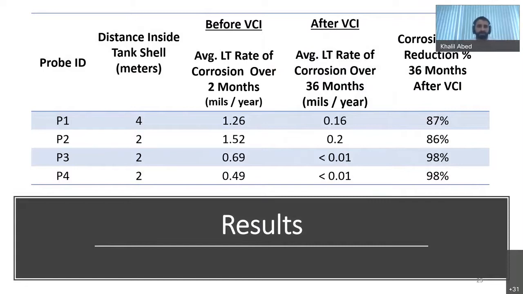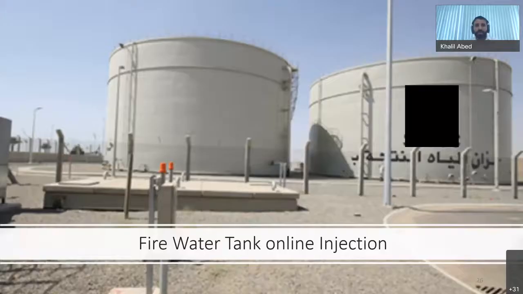And you can see the difference between the corrosion rate before and after, with a percentage reduction of an average of 92% on the corrosion probes. The second case study is for a fire water tank in a saline water conversion or desalination plant.